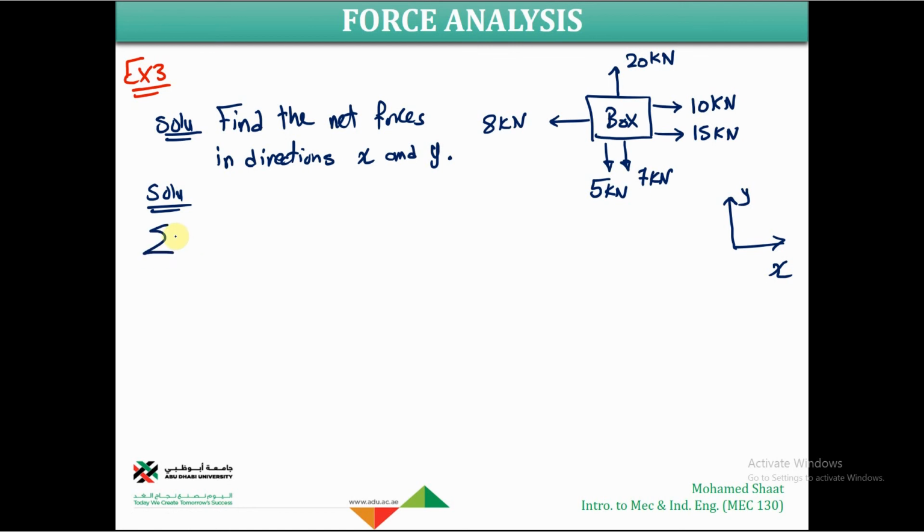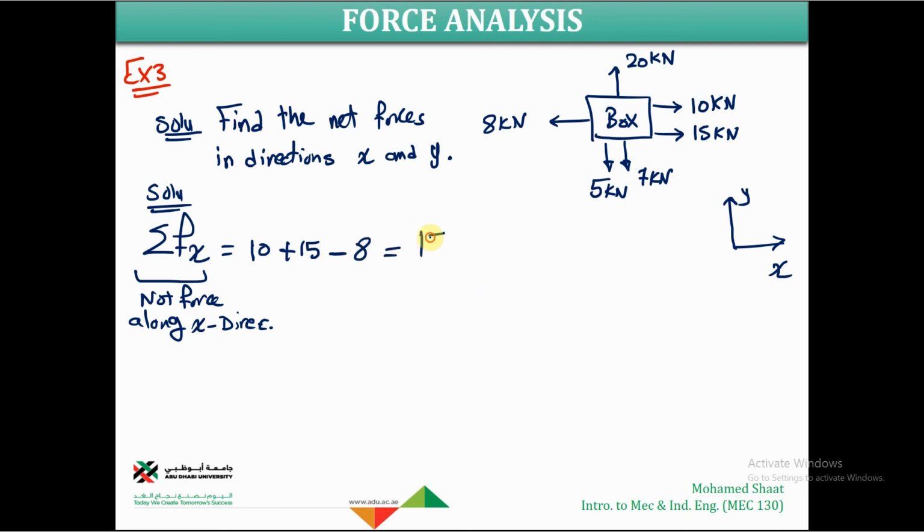So the sum of the forces along X, this is the net force along X direction. How many forces do we have parallel to X? We have 3. I am going to assume, as usual, any force going to the right to be positive, and the one going the opposite way to be negative. It means that the 10 is positive, the 15 is positive, but the 8 is going to be negative. If you sum these forces, you are going to end up with 17.